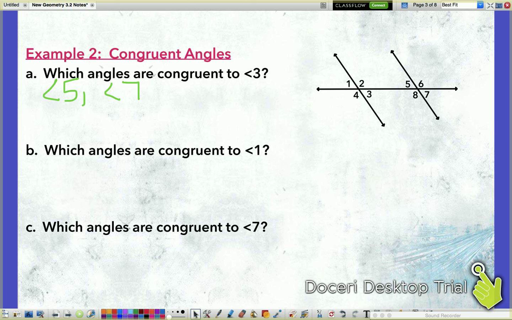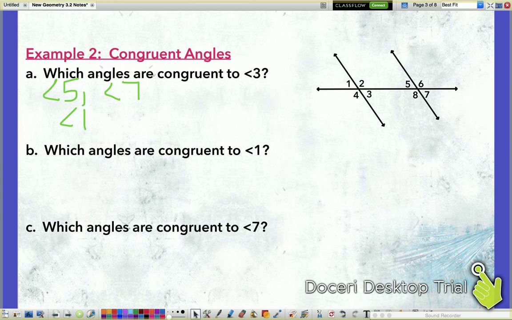There's another one that's congruent to 3 that you might not think about. How about angle 1? 3 and 1 are vertical angles. And we know that vertical angles are congruent because we had that theorem or postulate before. So those are the 3 angles that would be congruent to 3.